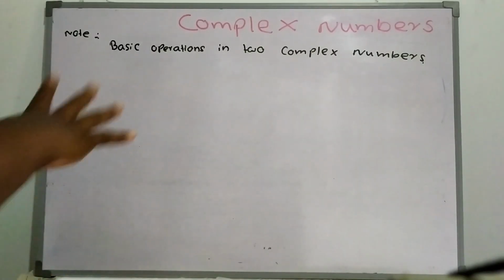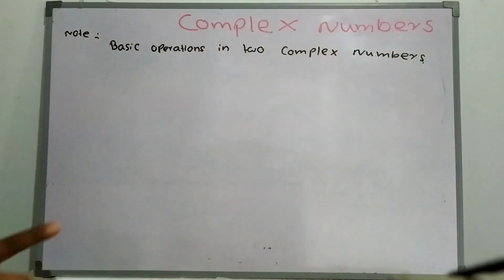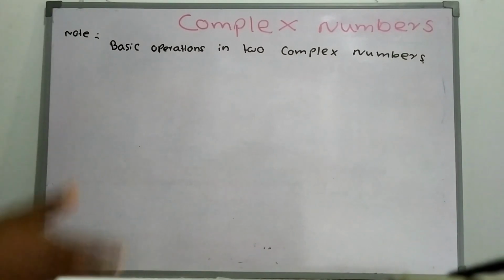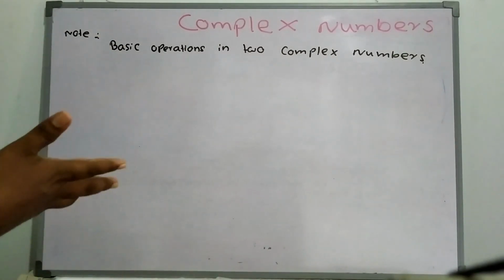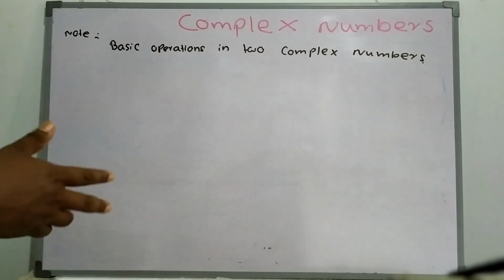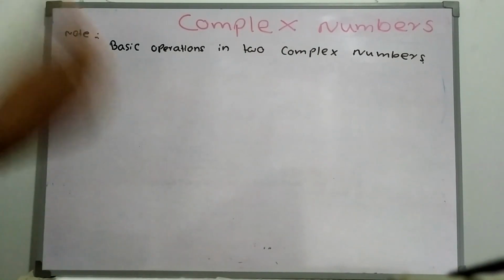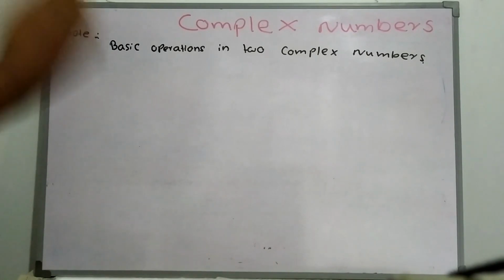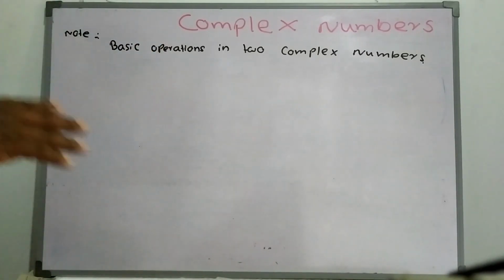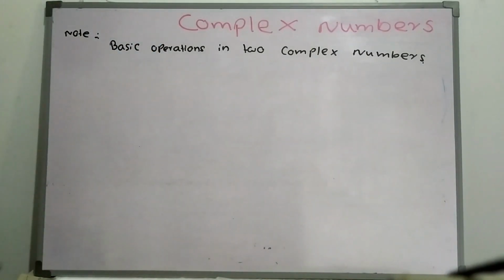Okay, up to now we have learned what a complex number is, why we are using complex numbers, and the basic operations of two complex numbers. We had four operations: addition, subtraction, multiplication and division. We discussed those operations. Right, now let's discuss some examples.